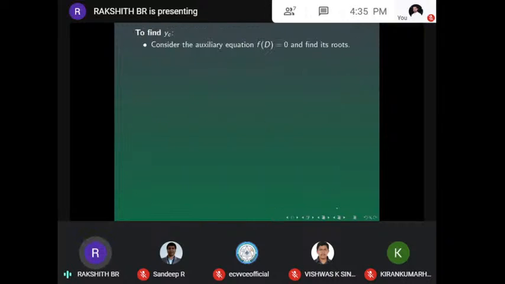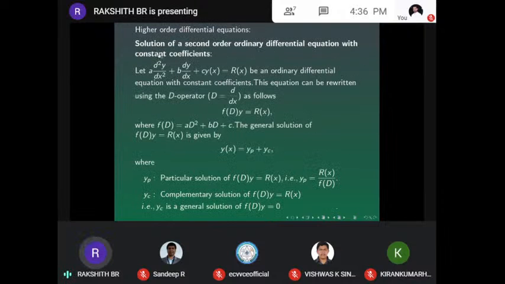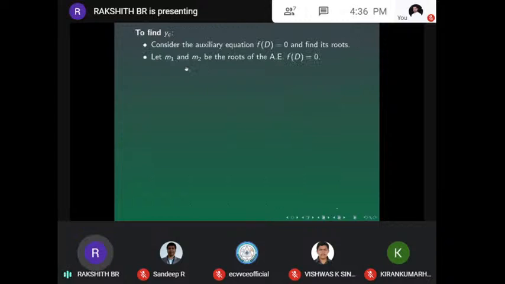Now I will tell you how to find yc. If you want to find yc, then you need to write down the auxiliary equation. The auxiliary equation means simply f of D equal to 0. Consider the auxiliary equation and find its roots. Say the roots are m1 and m2. Since I have considered a second order differential equation, it has only two roots.